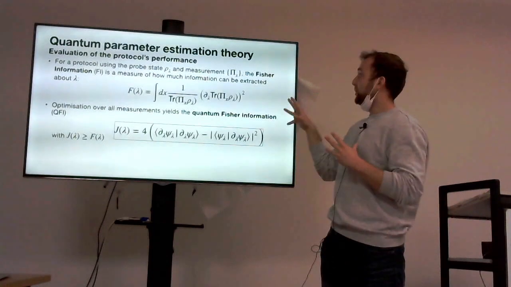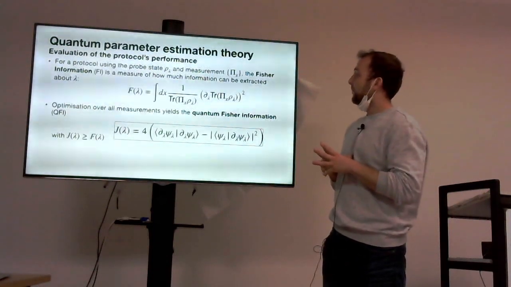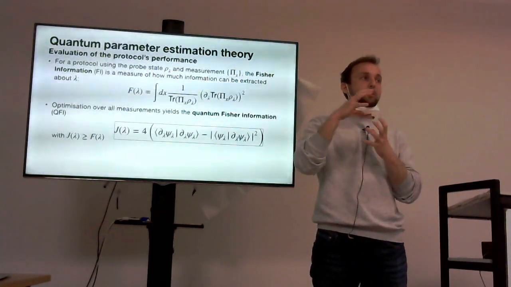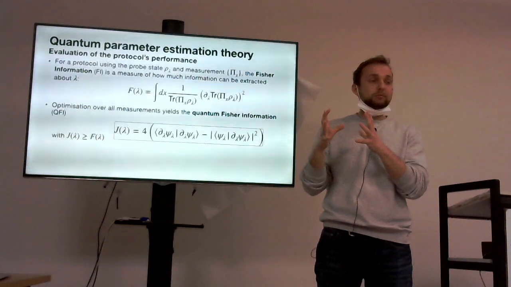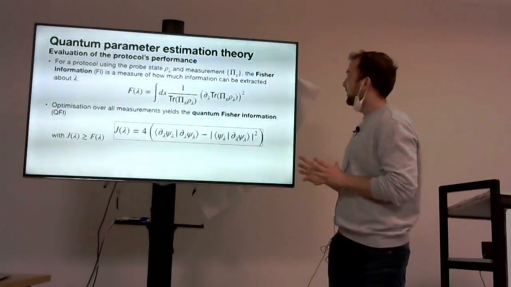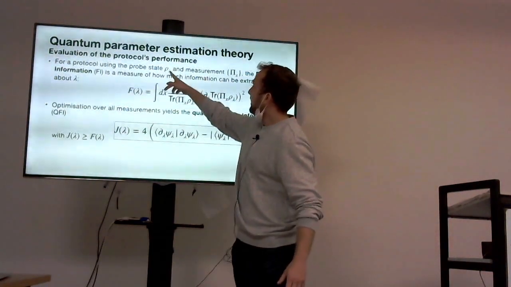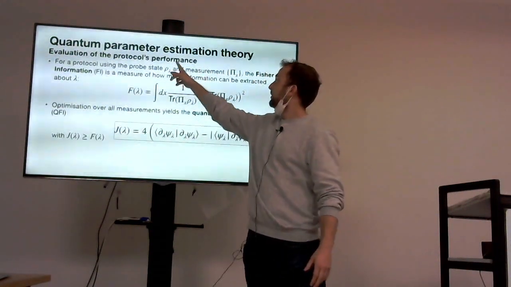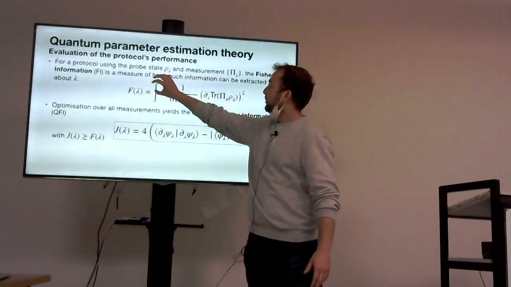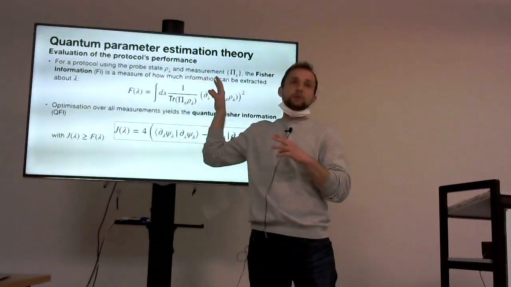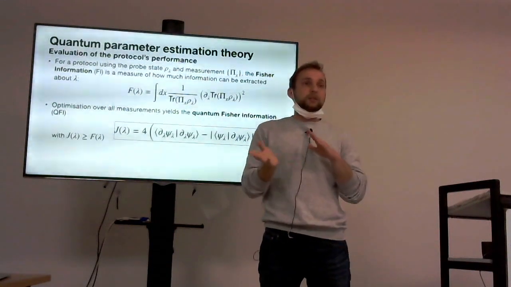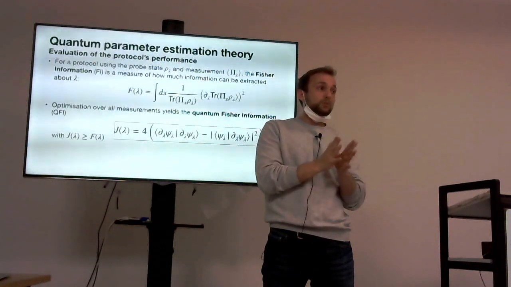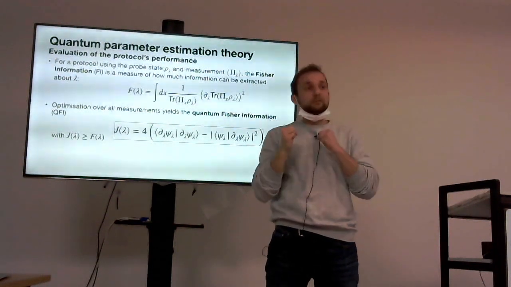And the Fisher information just tells us how much information we can extract about the parameter that is encoded into a quantum state. So this is the state, and then we have a measurement. We have the state and the measurement, and then we have a formula, and this tells us how much information we can extract. So if this Fisher information is big, then that's good. We can get a lot of information.